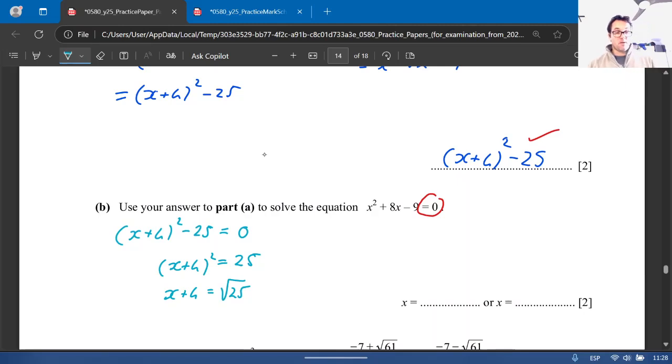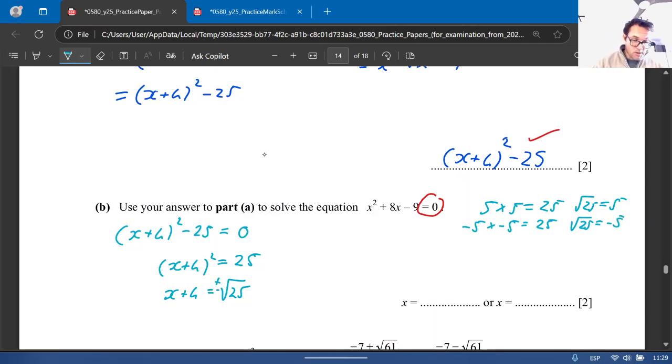Okay, but be careful now. You see we've got two answers. 5 times 5 is 25. So that means the square root of 25 is 5. Okay, but minus 5 times minus 5 is also 25. So we can say the square root of 25 could be minus 5 as well. So that's why we get two answers here now.